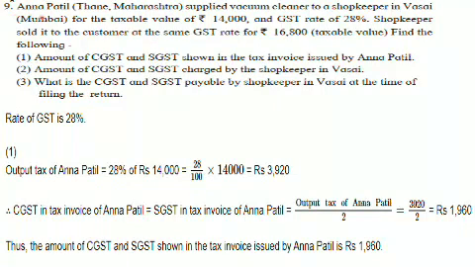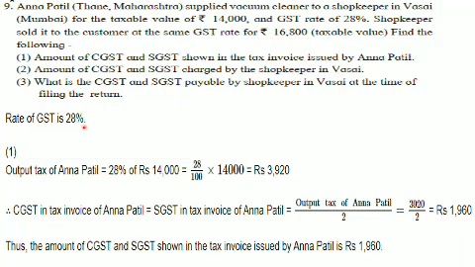Question number 9. Anna Patil, Thane, Maharashtra, supplied vacuum cleaner to a shopkeeper in Vasai, Mumbai for the taxable value of rupees 14,000. GST rate is 28%. Shopkeeper sold it to the customer at the same GST rate for rupees 16,800. So this is taxable value. Find the amount of CGST and SGST shown in the tax invoice issued by Anna Patil, amount of CGST and SGST charged by the shopkeeper in Vasai, and what is CGST and SGST payable by shopkeeper in Vasai at the time of filing the return.